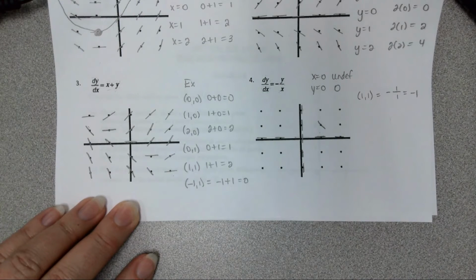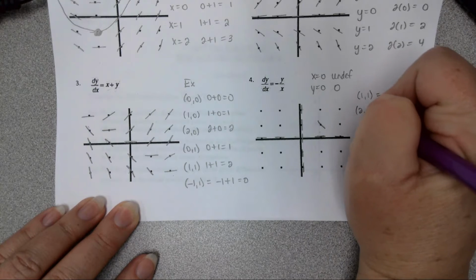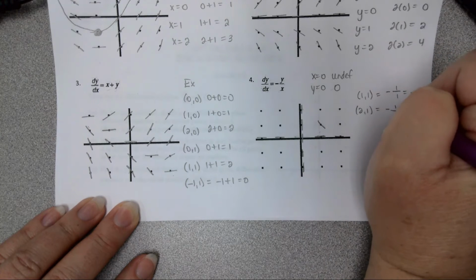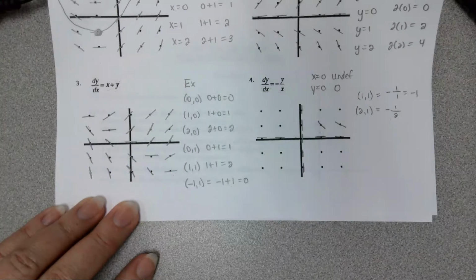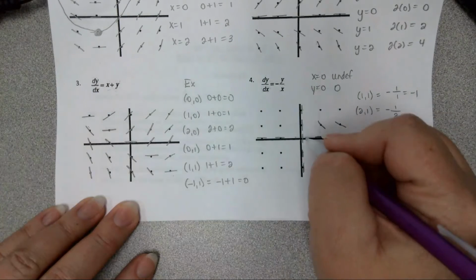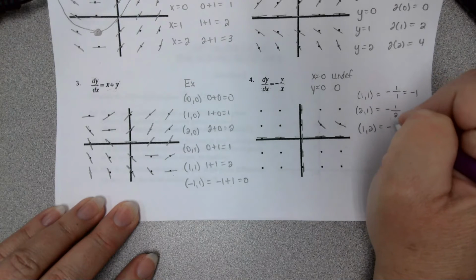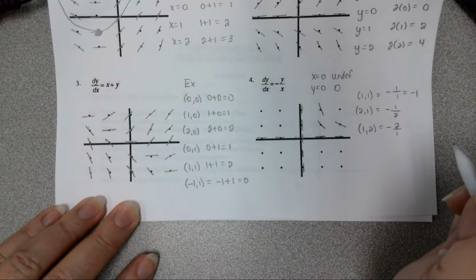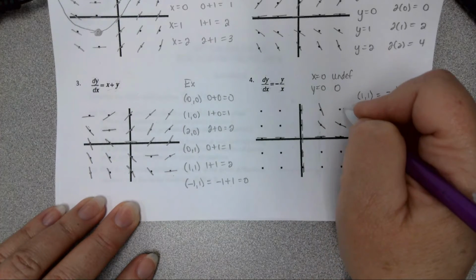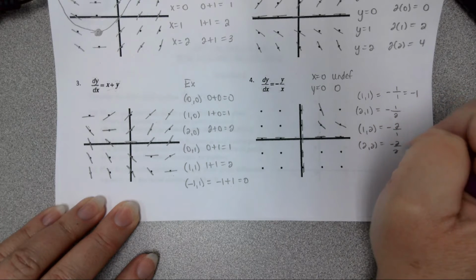Okay? Then you pick this point. This is the point (2, 1). So you have -y over x, so -1/2. Well, that's going to be a little less steep. Then you have the point (1, 2), which is going to be -2 over 1, so -2. And then we have the point (2, 2), which is going to be -2 over 2, or -1 again.